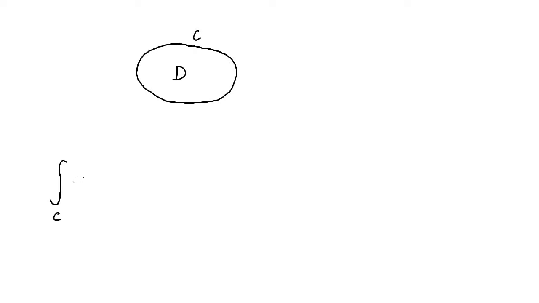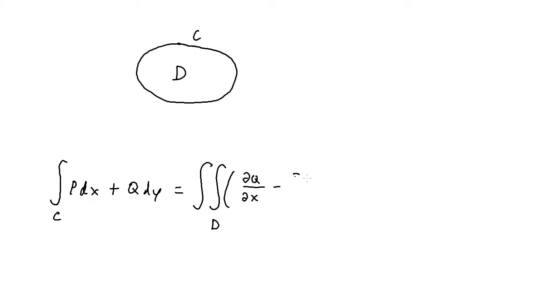And so the formula for Green's theorem, let's say we have the line integral along the curve C of some function p times dx plus another function q times dy. That is going to be equal to the double integral over the region D of the partial derivative of q with respect to x minus the partial derivative of p with respect to y times dA.